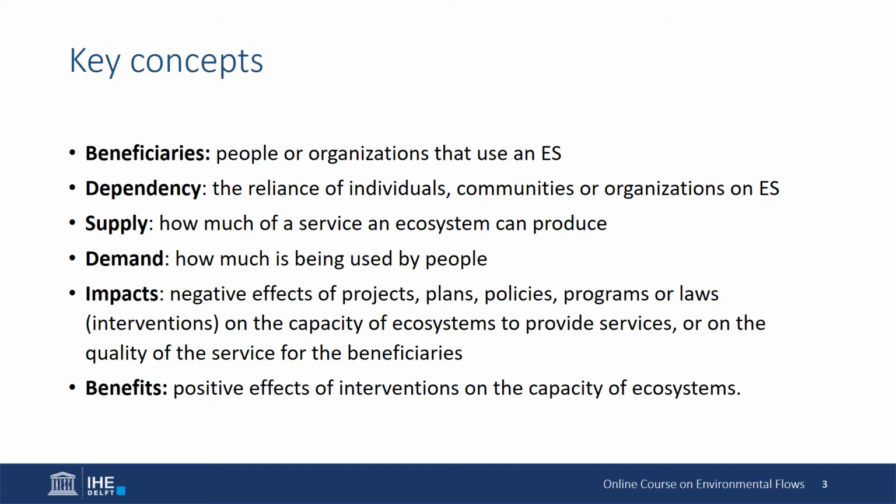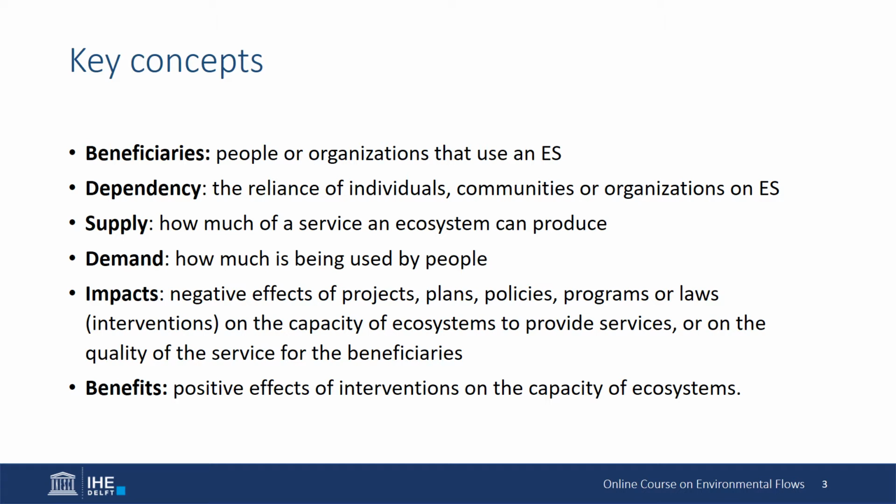Beneficiaries are the people or organizations that use ecosystem services. Dependency is the reliance of individuals, communities, or organizations on particular ecosystem services. The supply is how much of a service an ecosystem can produce and can be taken from it. The demand is how much is being used by people.